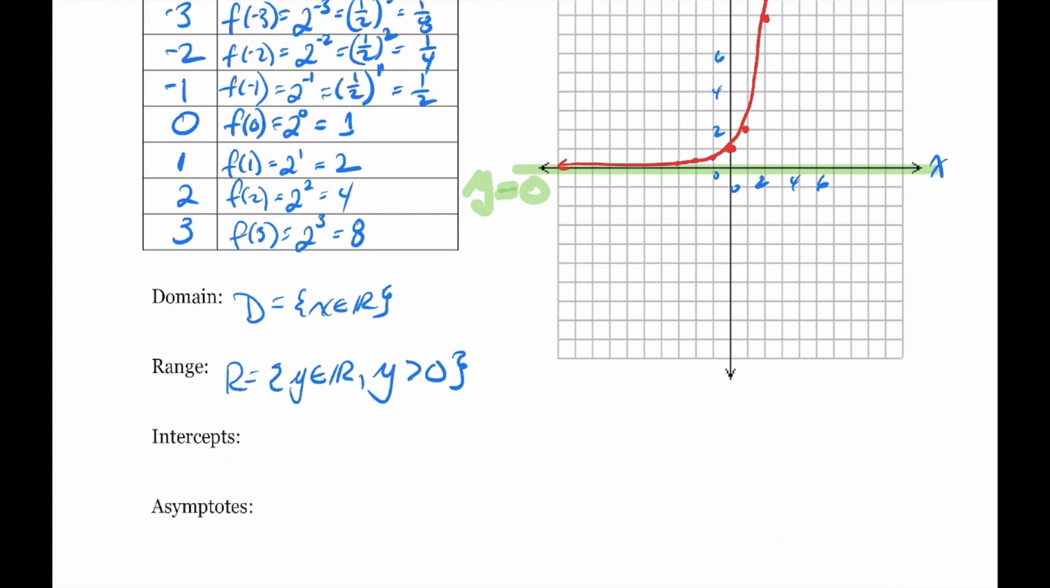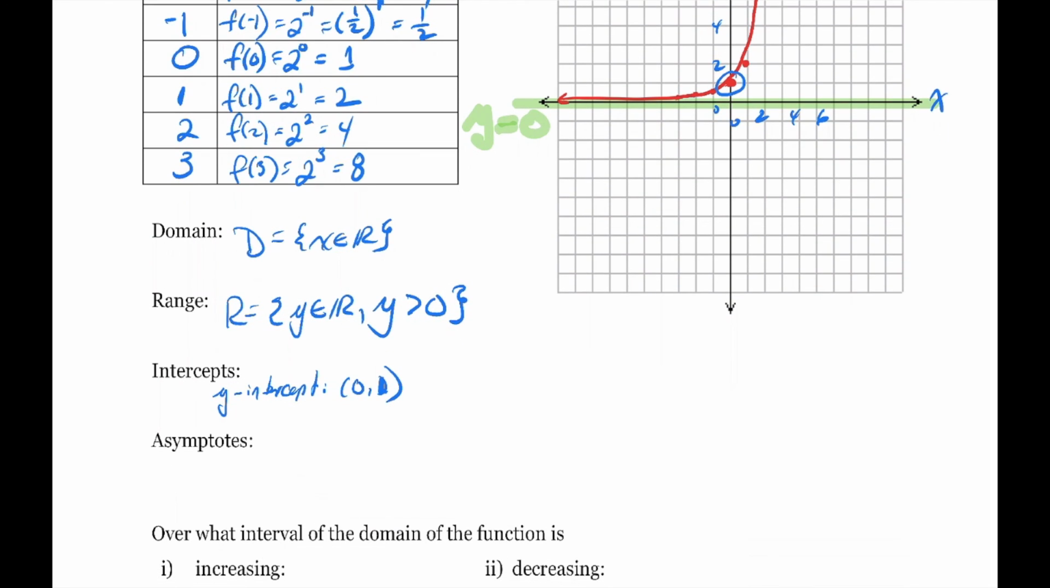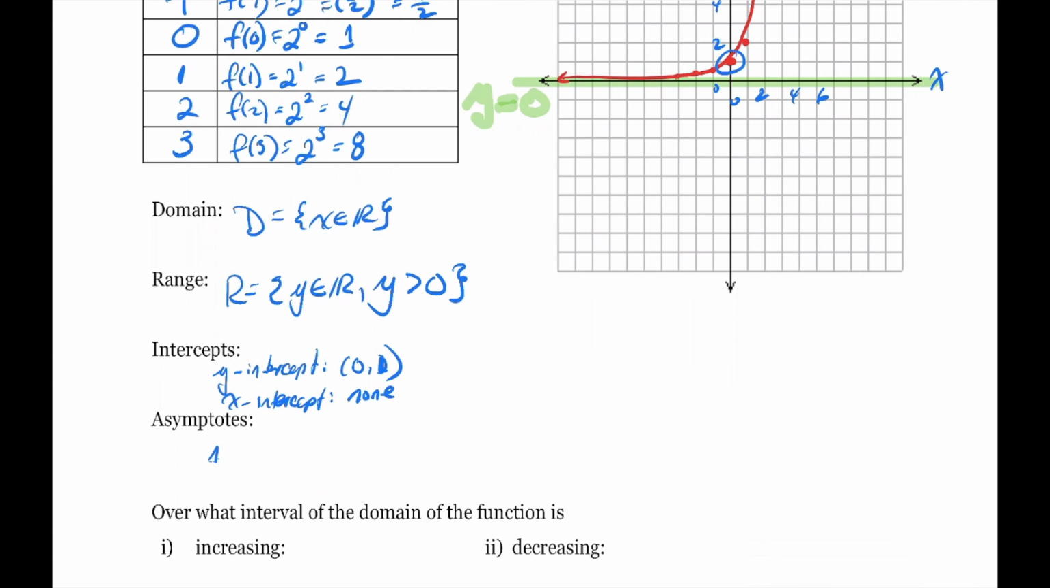The intercepts, well, here the y-intercept is just going to be (0, 1). So this point over here. And that kind of makes sense because anything to the power of 0 is 1, and we're not going to have an x-intercept because, again, we're never going to get the answer 0. The asymptote, so there's going to be one asymptote. It's going to be a horizontal asymptote. In the equation, that horizontal line is always going to be y is equal to something. So in this case, y is equal to 0.